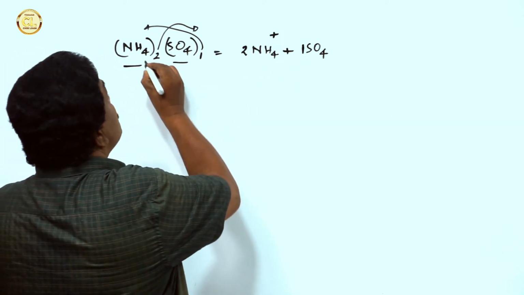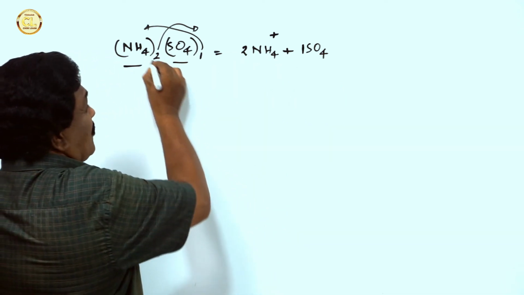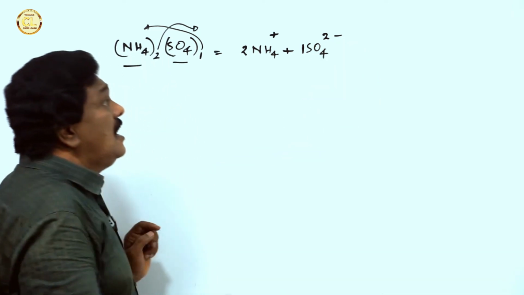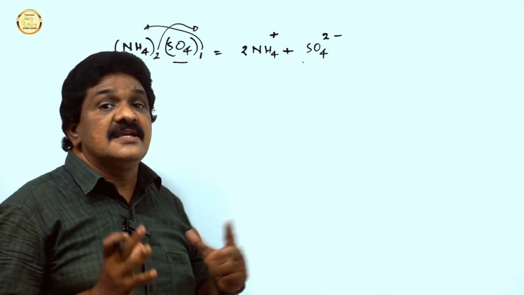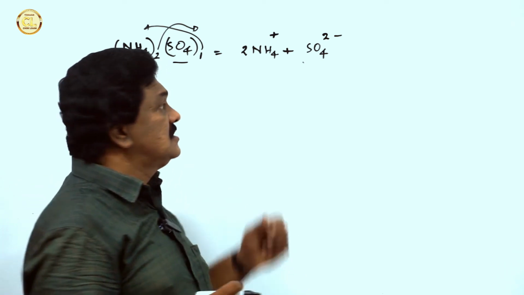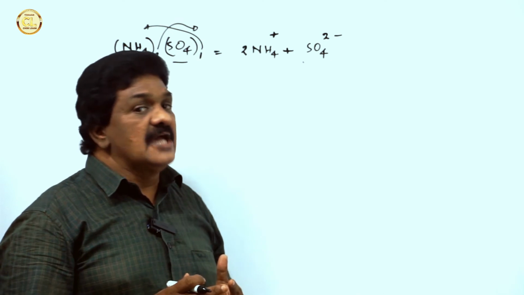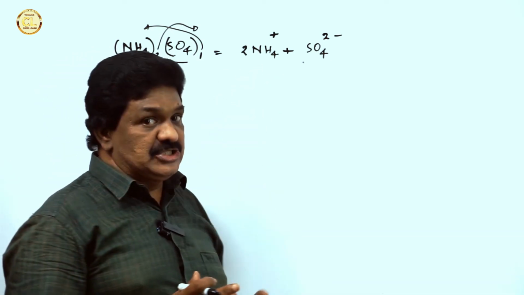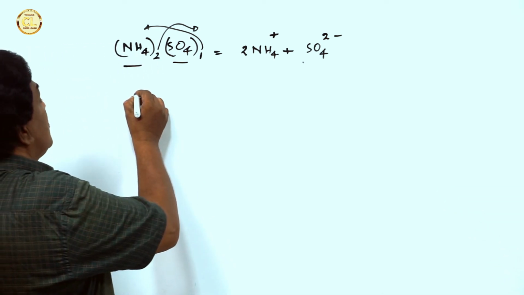Now, what is the charge of SO4? It is the subscript of NH4, that is 2. So, 2 minus. Now, let us check whether the charges get balanced: 2 positive and 2 negative. So, the charges get balanced and the splitting is right. Now, let us check another example.